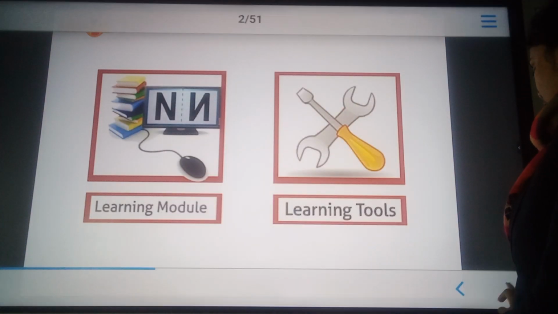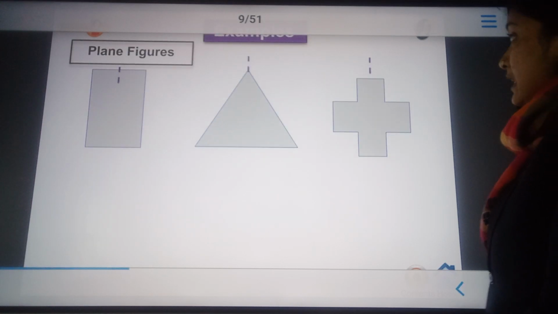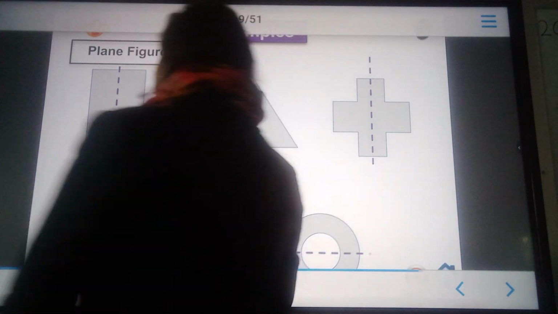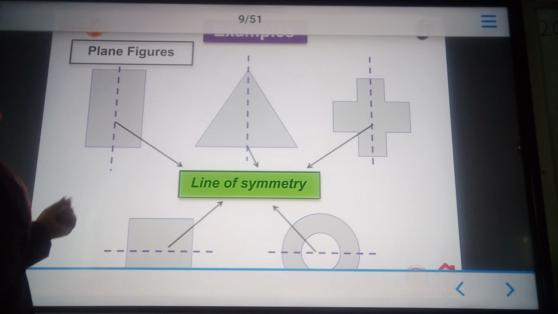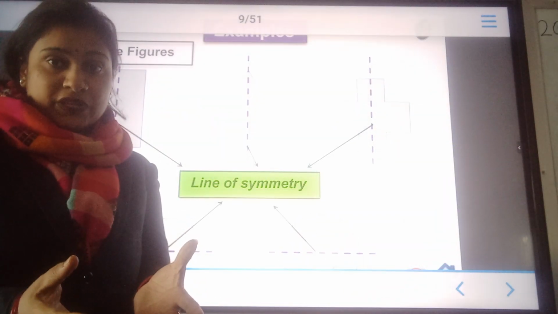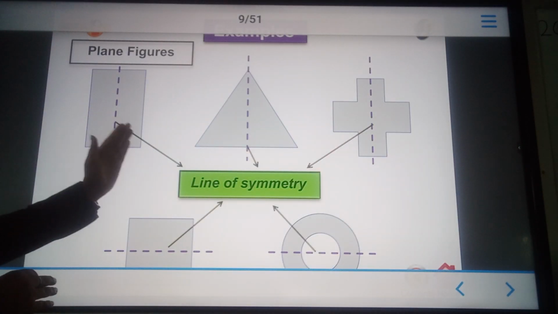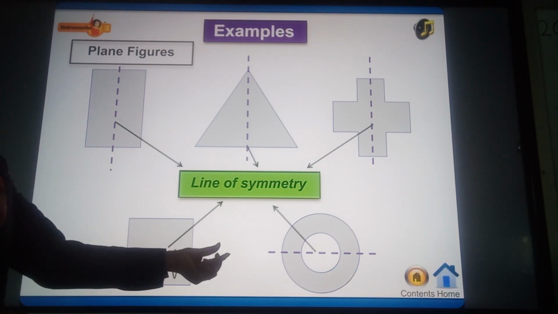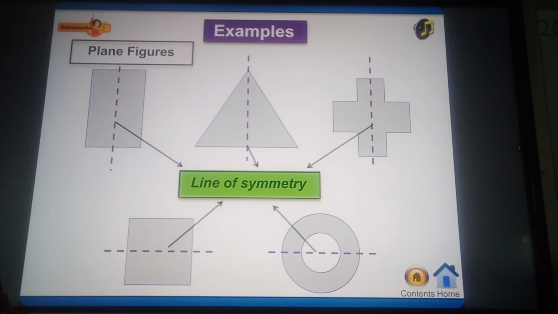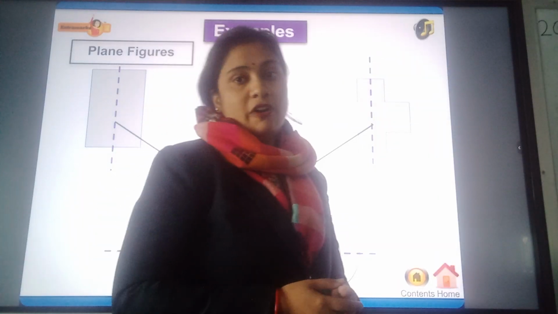Then, moving on to the new topics that we are about to discuss: how we can say that some of the plane figures are symmetrical. In the previous section we discussed how solid figures are symmetrical. Here we have a rectangle shape, a triangle shape, an addition shape, a square shape, and a concentric circle shape. So they are also symmetrical, either about a vertical line of symmetry or a horizontal line of symmetry.